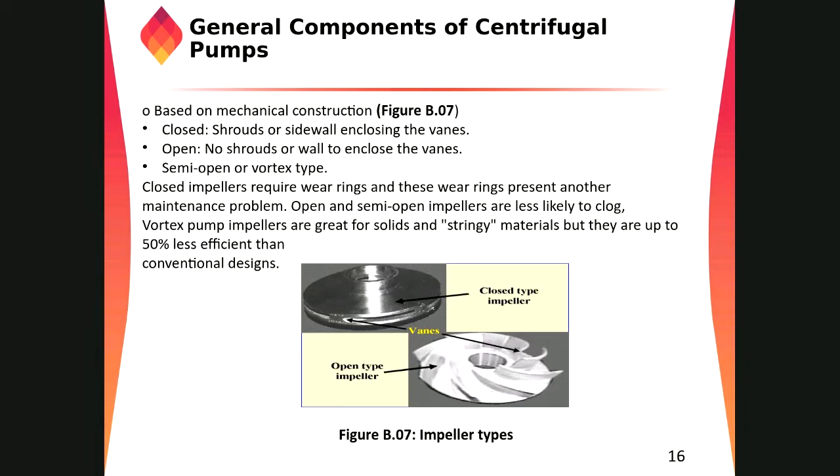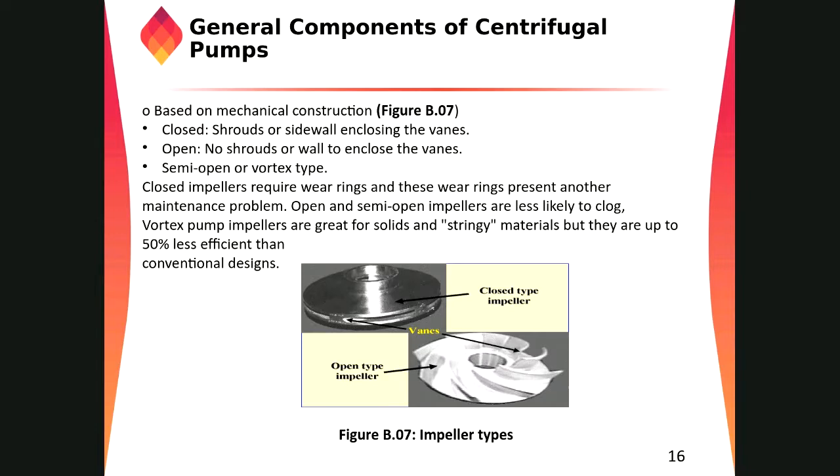Now the impeller types. There are different types of impellers. We have open impellers, closed impellers, and semi-open impellers. The advantage of closed impellers over open impellers is that we get better hydraulic characteristics, like pressure and flow, compared to the open impeller.